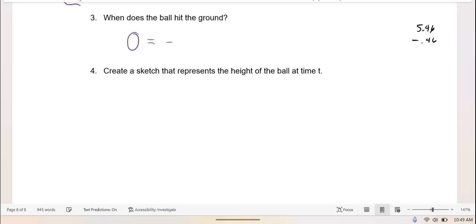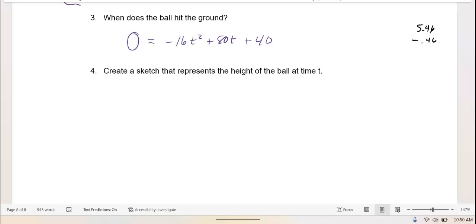The height's 0 on the ground, right? -16t squared plus 80t plus 40. And now I got to solve this equation. So in order to solve this, remember, we got to go back to the last lesson. How do I solve quadratic equations?